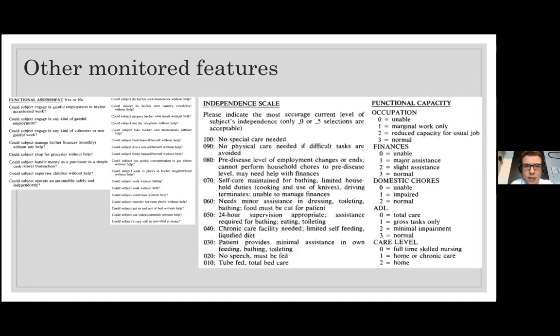Okay, and there's also an assessment of the functional status, the independence, and the functional capacity. And this is important because you can predict what kind of care the patient will need. And you can be ahead of things so that you can provide the best care possible.